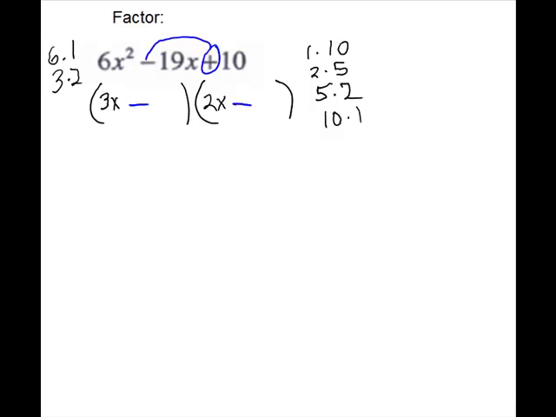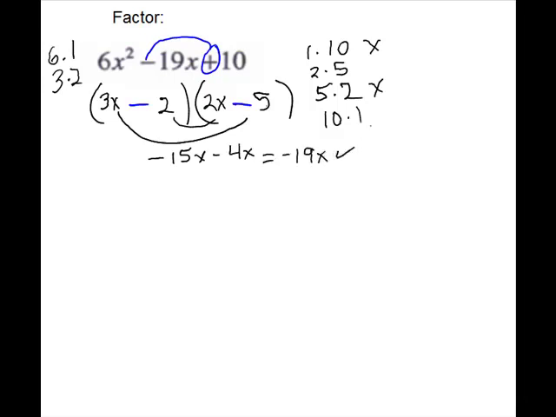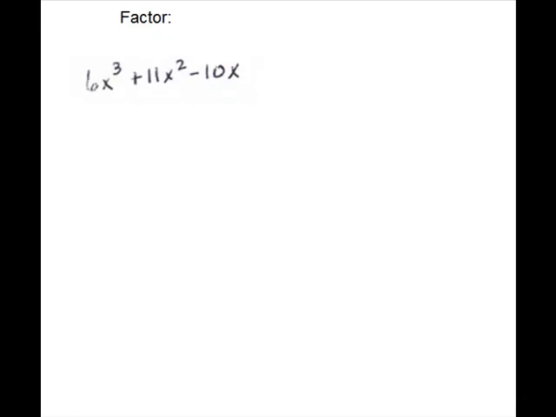And let's see which ones might get thrown out. The 1 and 10 gets thrown out because 10 would go in with the 2. And the 5 and 2 would get thrown out. 2 would go in with the 2. So we'll try 2 and 5. We're checking. Minus 15x, minus 4x, minus 19x, and nice. First try.